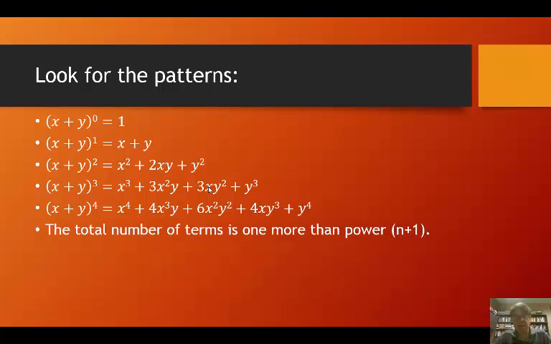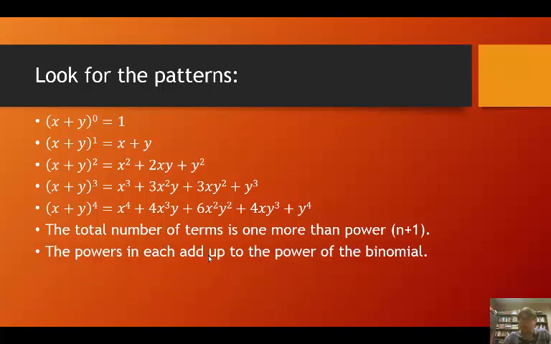The total number of terms is going to be one more than whatever the power is. In this one, the power was 0. 0 plus 1 is 1, so there was one term here. The power here is 1. 1 plus 1 is 2, and as you can see, x plus y, there are two terms. Then there are 3 terms here. Third power, and there are 1, 2, 3, 4 terms here. Fourth power, 1, 2, 3, 4, 5 terms there. So there's always one more term than the power it's raised to. Another thing you might notice is that the powers in each term add up to the total power of the binomial.